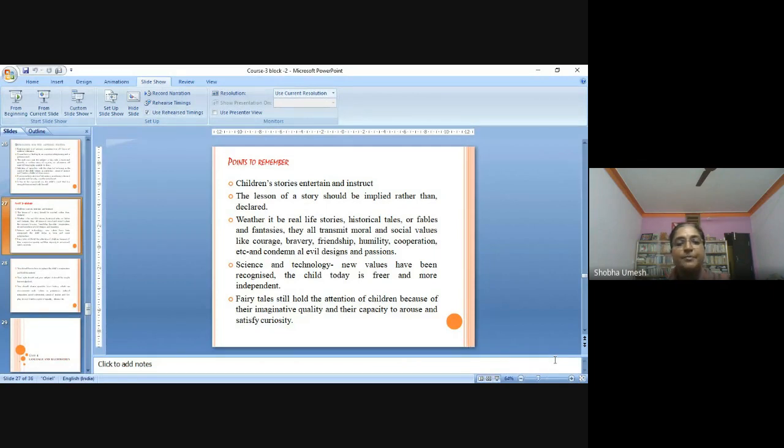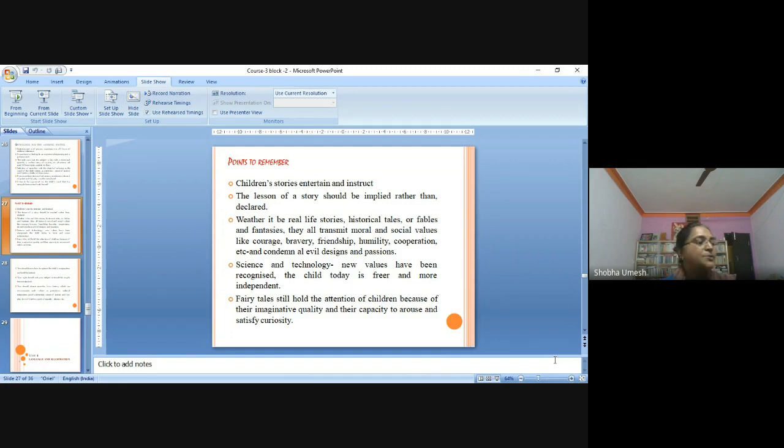and social values. See, whatever the form might be, whether it is related to life stories or historical tales or fables, fantasies, or fairy tales, each story transmits its moral and social values like courage, bravery, friendship, humility, cooperation. All these are transmitted through the stories, whatever the form might be, whatever the theme might be. But in the end, there should be a kind of instruction passed on to the child.